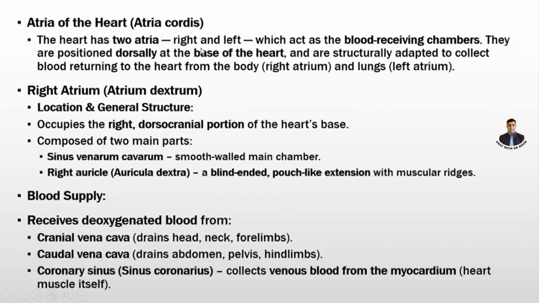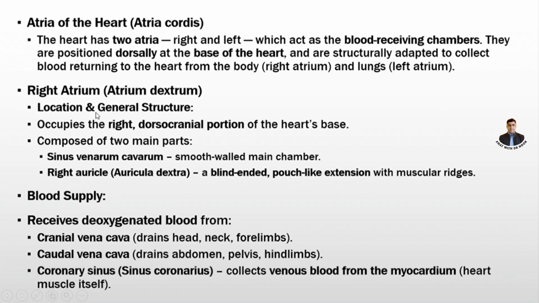Okay, so the atria. The heart has 2 atria, left and right, which act as the blood receiving chambers, and these are positioned dorsally at the base of the heart and structurally adapted to collect blood returning to the heart from the body. Right atrium and left atrium. So the right atrium receives blood from the body and the left atrium receives blood from the lungs.